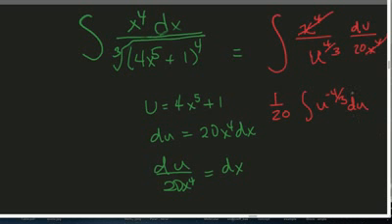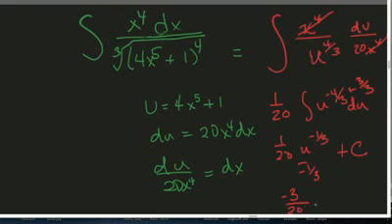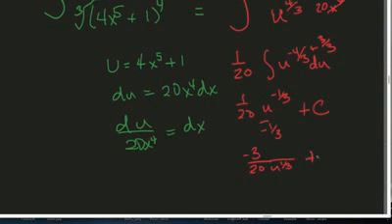You add 1, and the common denominator is 3 over 3. So it'd be 1 over 20 u to the negative 1/3 over negative 1/3. Flip and multiply. And there's, oop, no, actually that's not your answer because I didn't plug back in what my x equals. Do you understand?